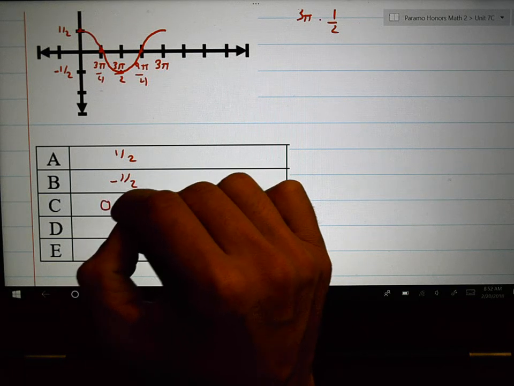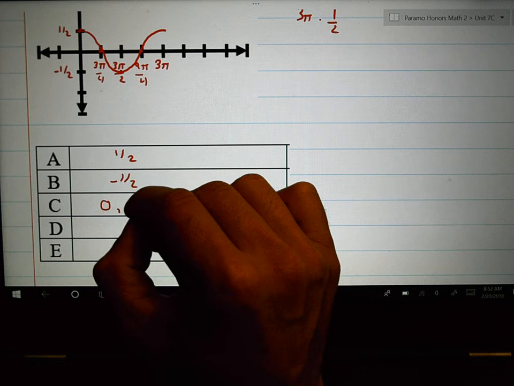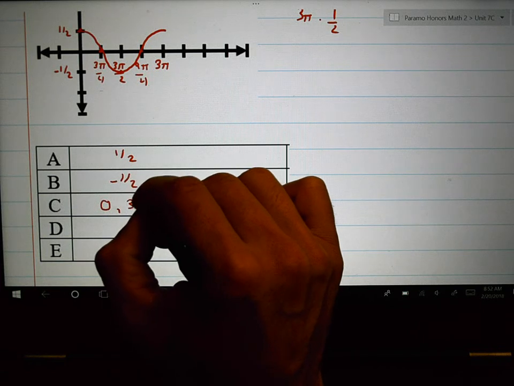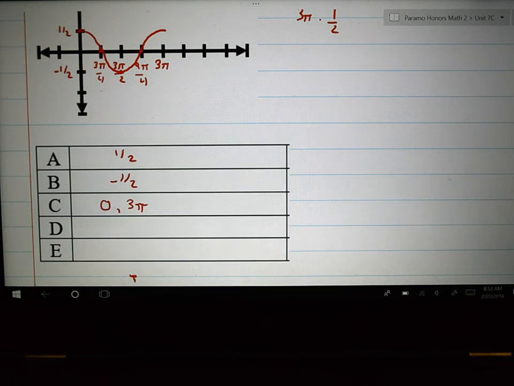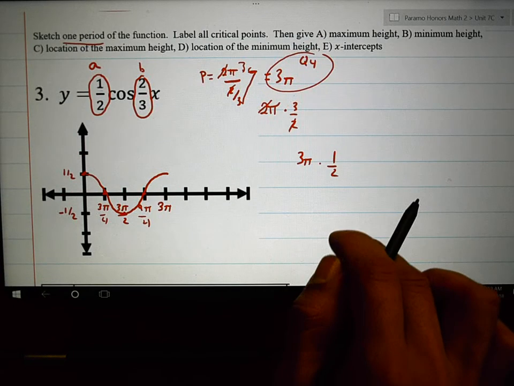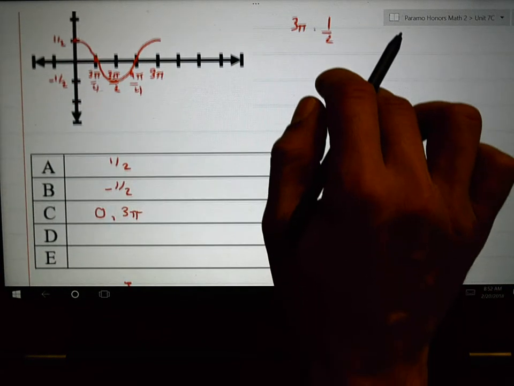How many of you wrote 0 and 3 pi? Raise your hand. That is the majority of my class. Perfect. Part D, what's the location of the minimum height?